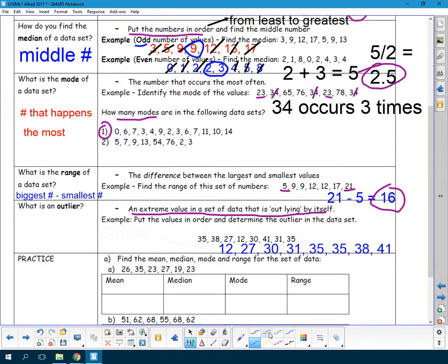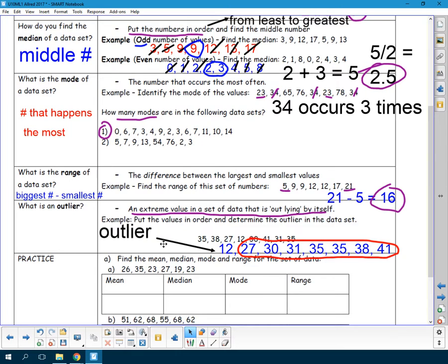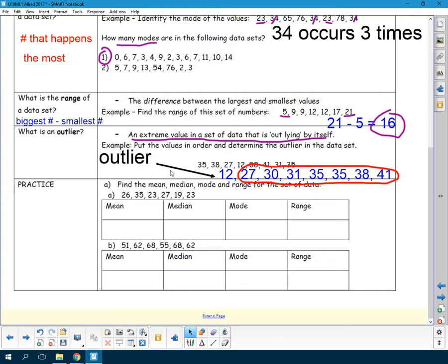It looks to me like most of these numbers are kind of in the same boat, if you will. They're all pretty similar numbers, 27 through 41. But there's one number that's kind of off by itself, and that's 12. It's a lot smaller than all the other numbers. That's the outlier.